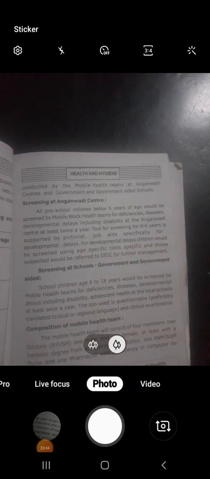And coming to screening at Anganwadi center, preschool children below 6 years of age would be screened by mobile block health teams for deficiencies, diseases, we can say, 0 to 6 years, supported by pictorial job aids. Okay, so these are the things. And screening at government schools, we can take it as 6 to 18 years, screened by mobile health teams for deficiencies, developmental delays, and also through adolescent health at local schools. At least once in a year we have to do screening, and we have to use a questionnaire and clinical examination.